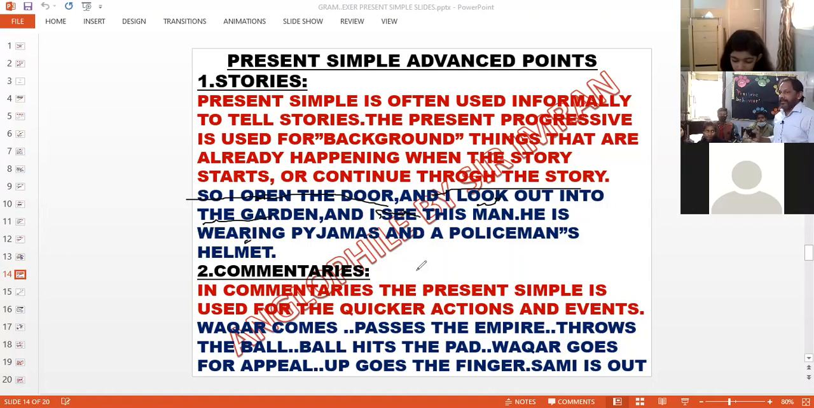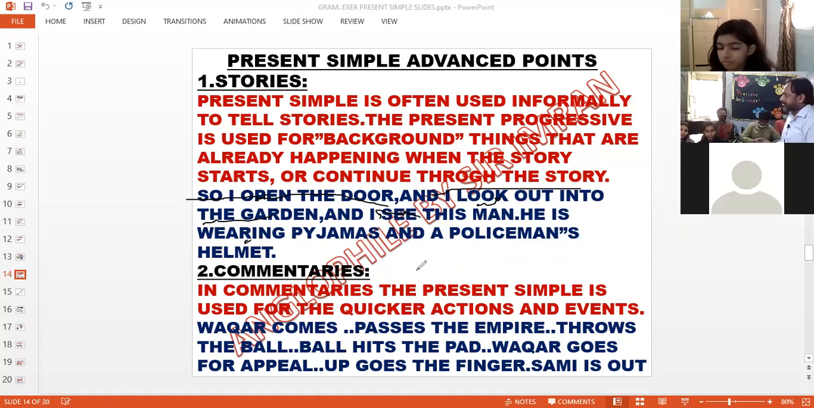Suppose Shoaib Akhtar is in very aggressive mode. Here he comes. Passes the fire. That's how commentators speak. Shoaib Akhtar is in a very aggressive mode. Here he comes. Passes the fire. Throws the ball. The ball hits the pad. Up goes the finger. Tendulkar is out. India is in trouble. That's how they speak.